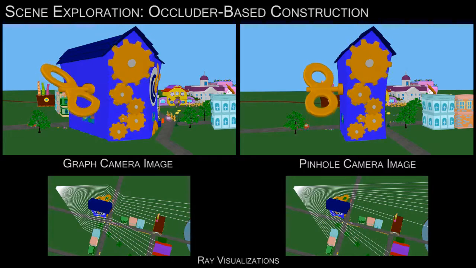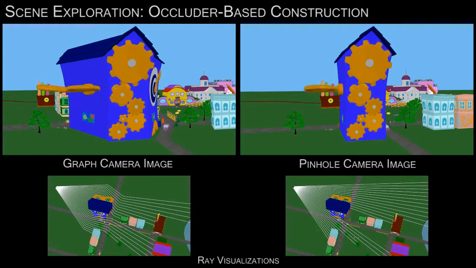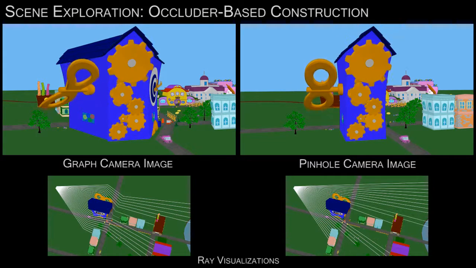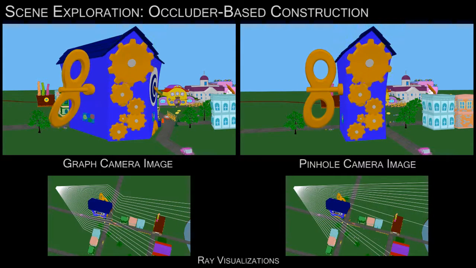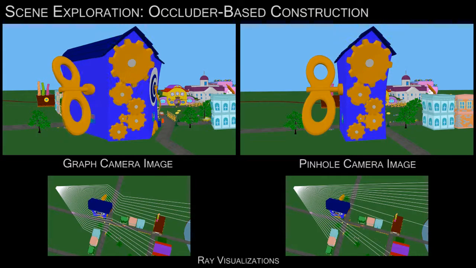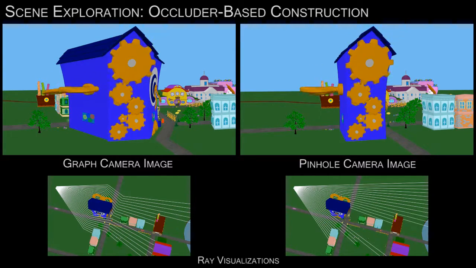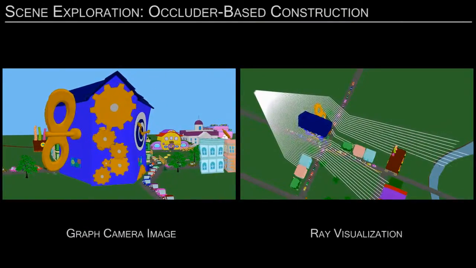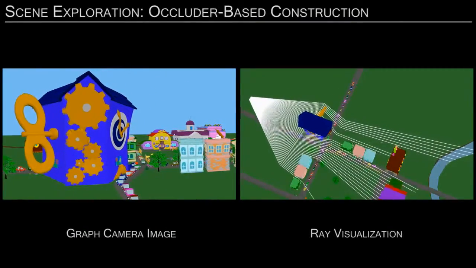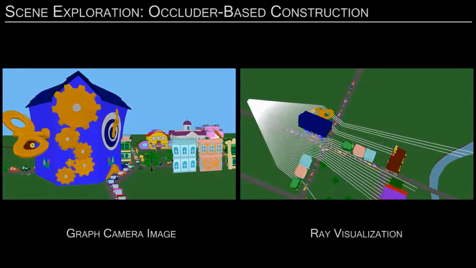Here the graph camera is constructed to shrink the occlusion shadow of the clock store. The graph camera rays reach around the occluder to sample scene regions hidden in the pinhole image. As the user changes the view, the graph camera model is updated to track the occluder.